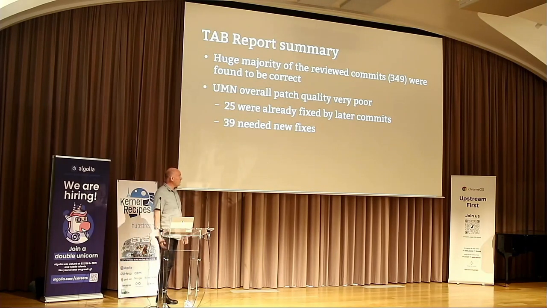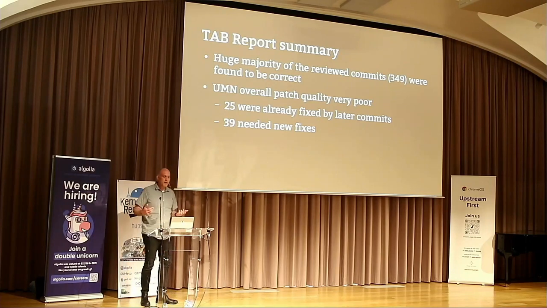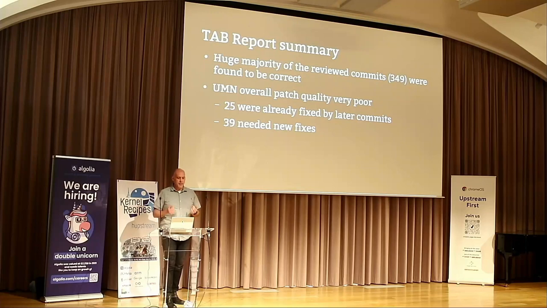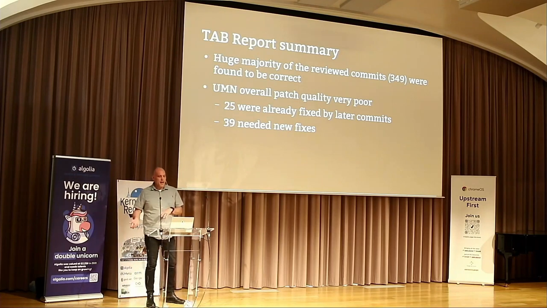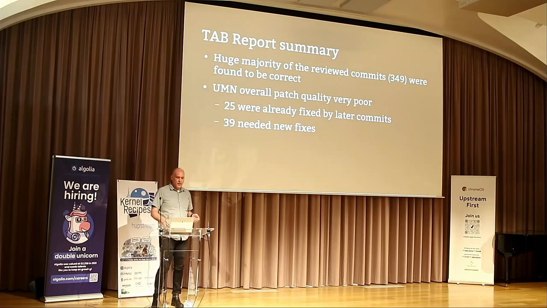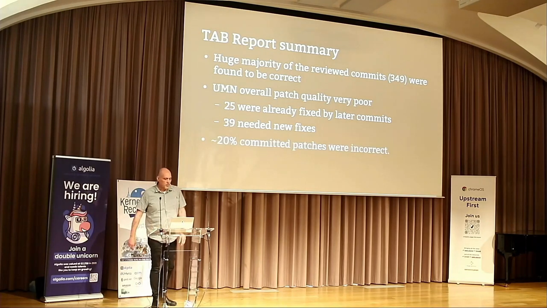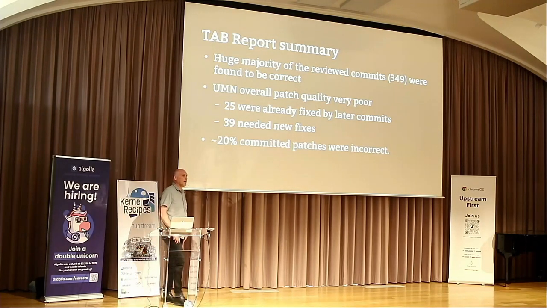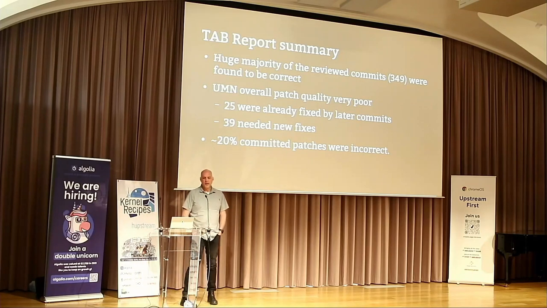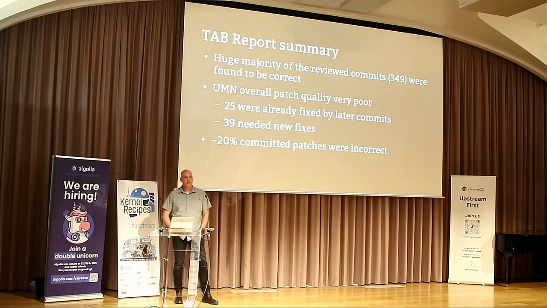It turns out the huge majority of the patches they submitted were correct. But overall, these patches were really, really bad. 25 of these had already been fixed by other commits. 39 of them needed new fixes. So overall, the percentage of accepted patches that were incorrect was about 20%. And if you look at our numbers, I'll give you some numbers later, this is really, really high for bad work.